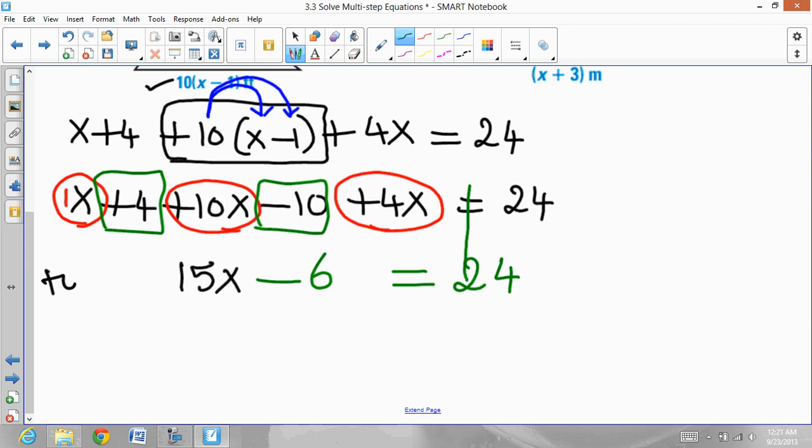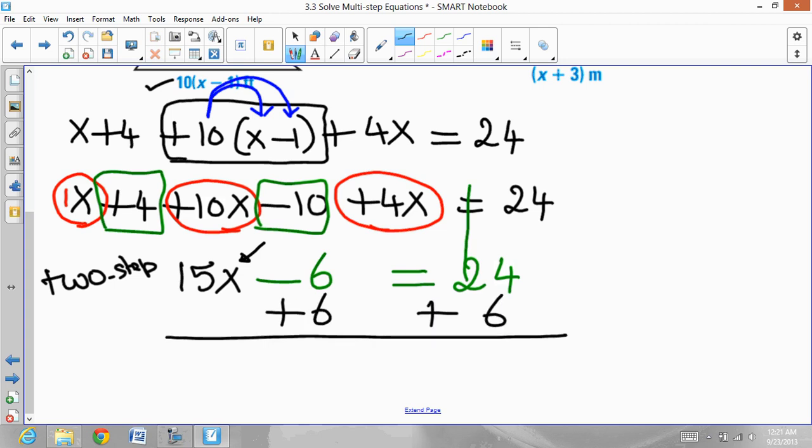Now you got a two-step equation. So you need to get the x to safety. x is being watched so close by the 15. We'll come back to it after. So let's go and get rid of the 6 negatives. The opposite of negative 6 will be positive 6 on this side and positive 6 on this side. Negative 6, positive 6 cancels out. So you are left with 15x equals 30.